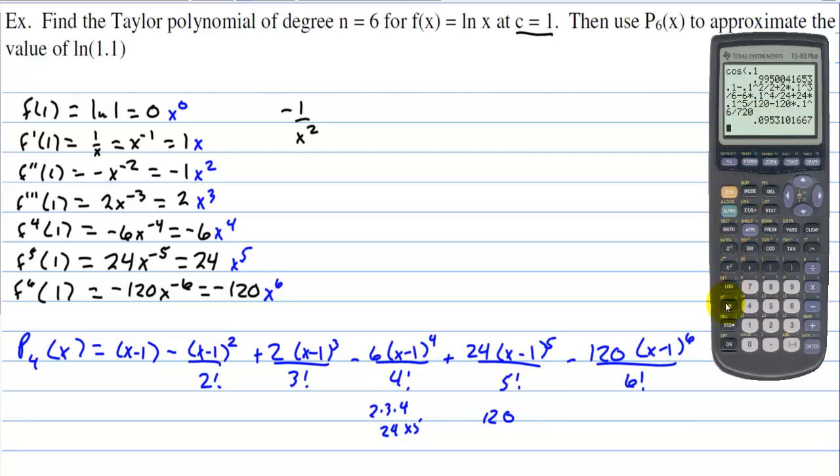Let's compare that to actually finding the natural log of 1.1. And it is extremely close. It doesn't fail until the very, very end. So 0.095 would be a great estimate for this.